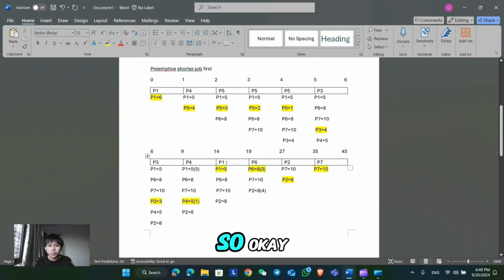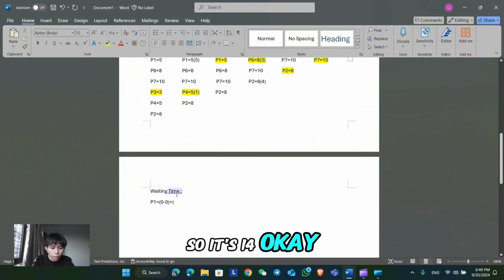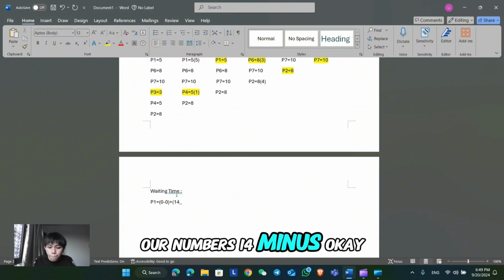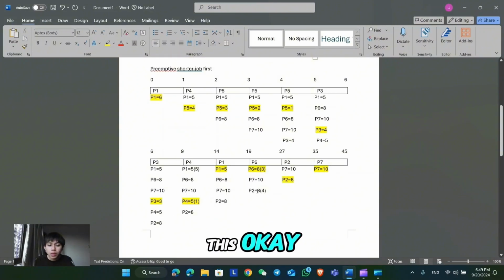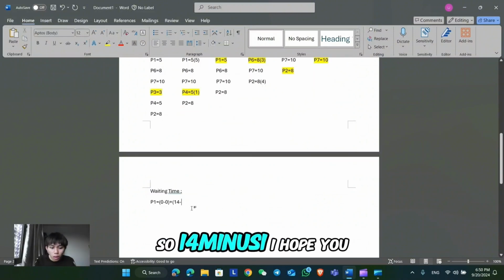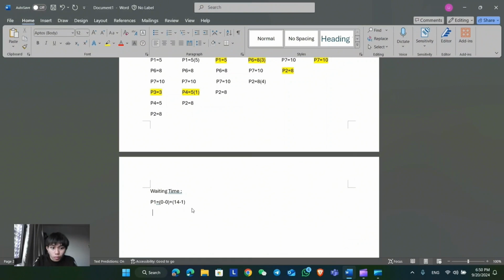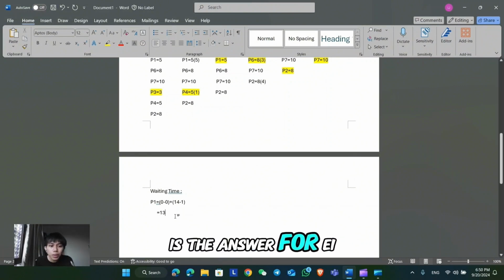Plus. Right now we will take the left side of the number. So it's 14. I'll write down 14 minus. Right now it's not the arrival time anymore. So right now it's about this. 14 minus the first time it was executed and then the end of the session, so it's the right side of the number. So 14 minus 1. I hope you guys understand. Equals 30. So this is the answer for P1.